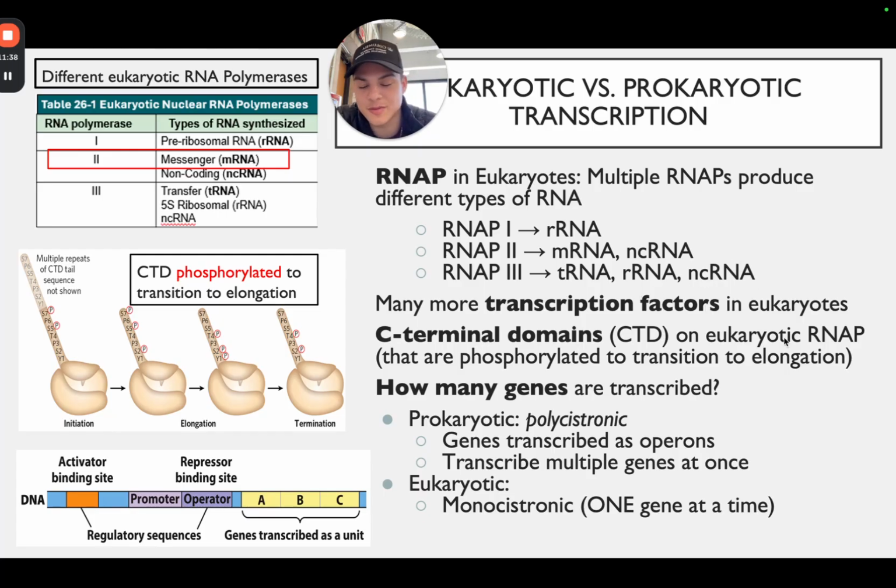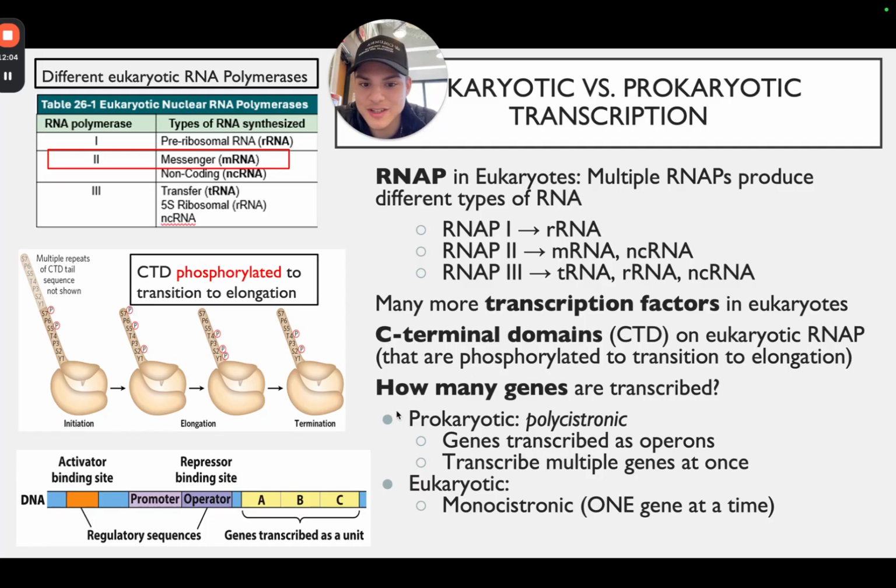And there are many transcription factors, again, in eukaryotes, because we're just more complicated like that. There are C-terminal domains as well on eukaryotic RNA polymerases, which are basically another way to regulate the elongation step, the transition from initiation to elongation. This is another way that we can regulate it, by having phosphorylation occur or not occur. If it doesn't occur, it won't begin the transition to the elongation phase.